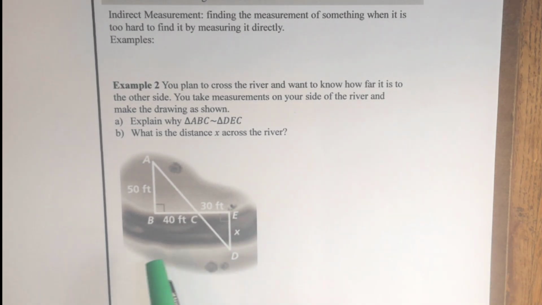For example, I can measure out how far it is here and go 90 degrees and find out how far it is here, and then measure this out. And from that, I can find this distance. Pretty sweet. So let's look at this.